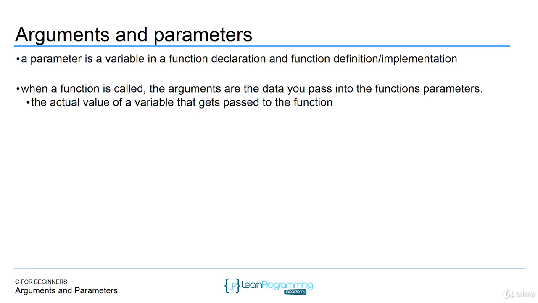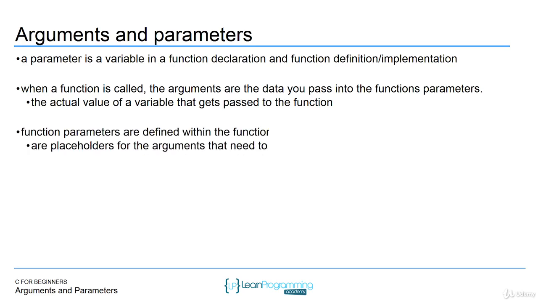When a function is called, the arguments are the data you pass to the function parameters. Those are the actual values of a variable that gets passed to the function. So function parameters are defined within the function header, and they're placeholders for the arguments that need to be specified when the function is invoked. So understand the difference here between arguments and parameters. Parameters have to do with the function definition and declaration. Arguments are when you call the function, when you invoke the function, the data that you're passing. So arguments are used when you invoke. You'll say, these are the arguments that are going to my function. And when the function receives that data, those are referred to as the parameters.